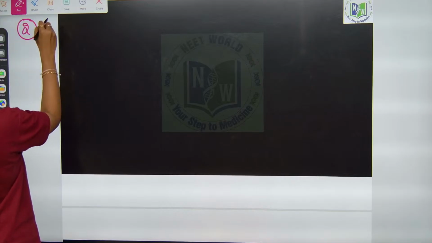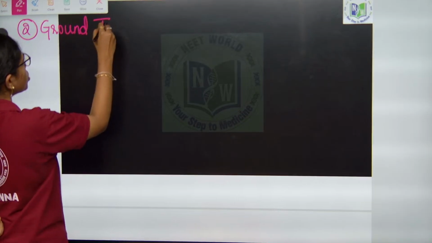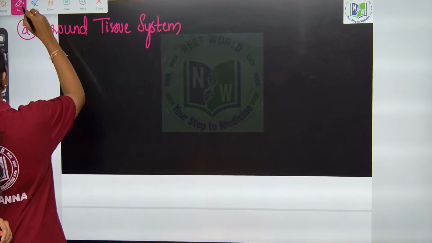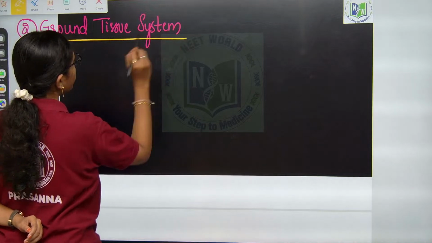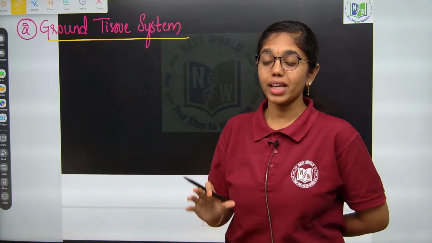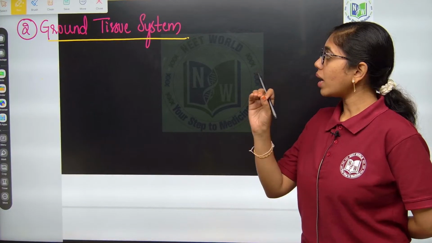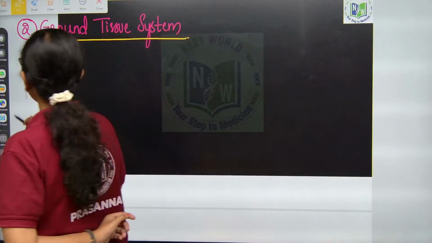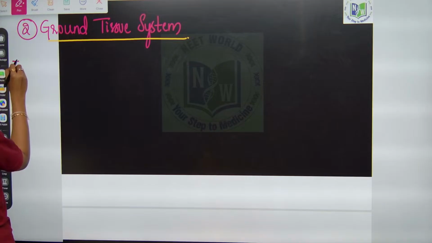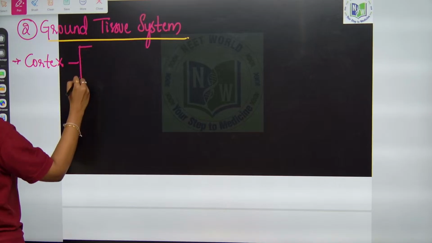Second one is ground tissue system. Fine. So, in the ground tissue system, it includes all the regions of the plant body except epidermis and vascular appendages. In that case, what are the tissues that are included under the ground tissue system? After epidermis, the second region is cortex. The cortex region is divided into 3 layers.